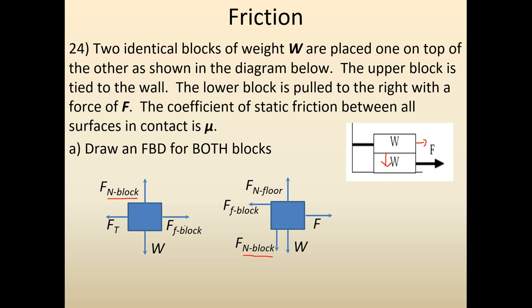Now, a similar reasoning can be done for this friction force. Again, there's friction caused by the two blocks. So, using Newton's third law, I can do the same thing. The bottom block causes friction on the top block to the right. Therefore, the top block causes friction on the bottom to the left. This is just an application of Newton's third law.